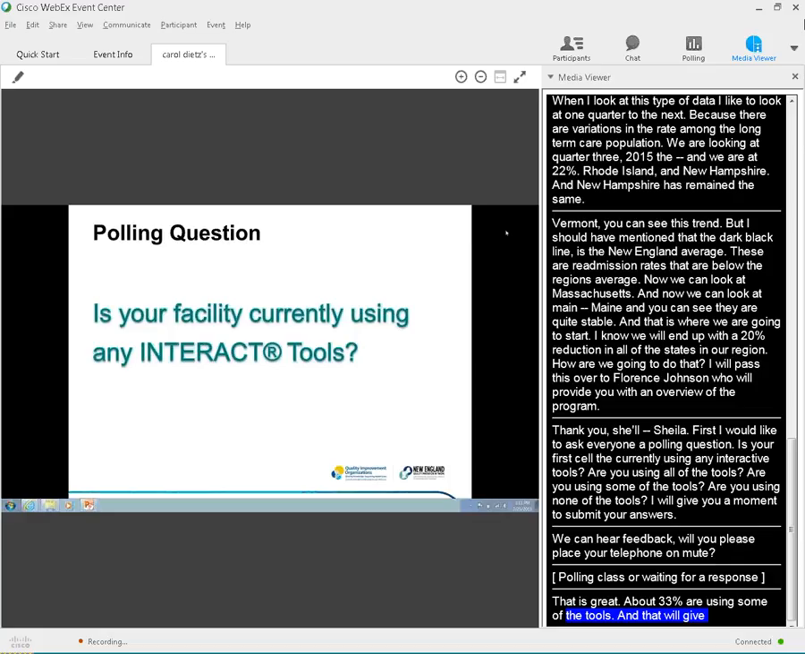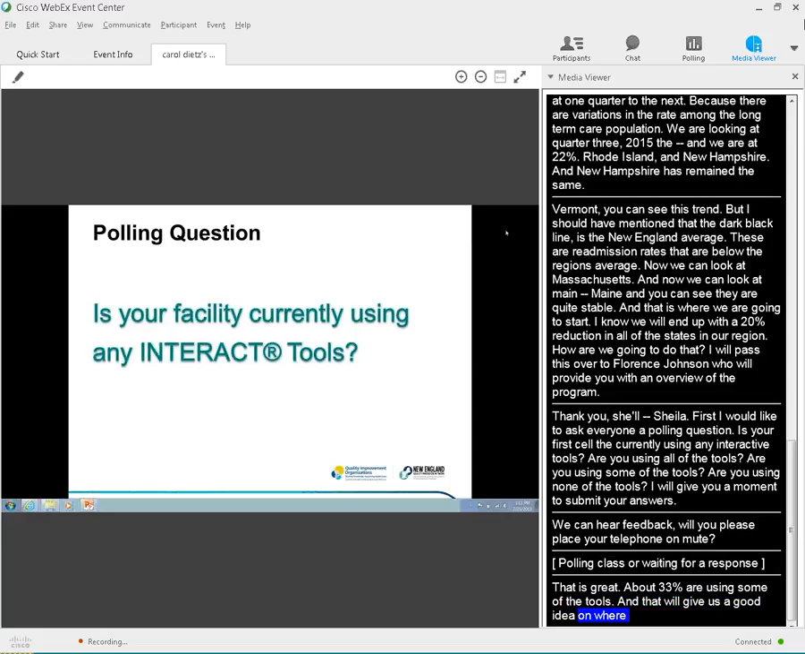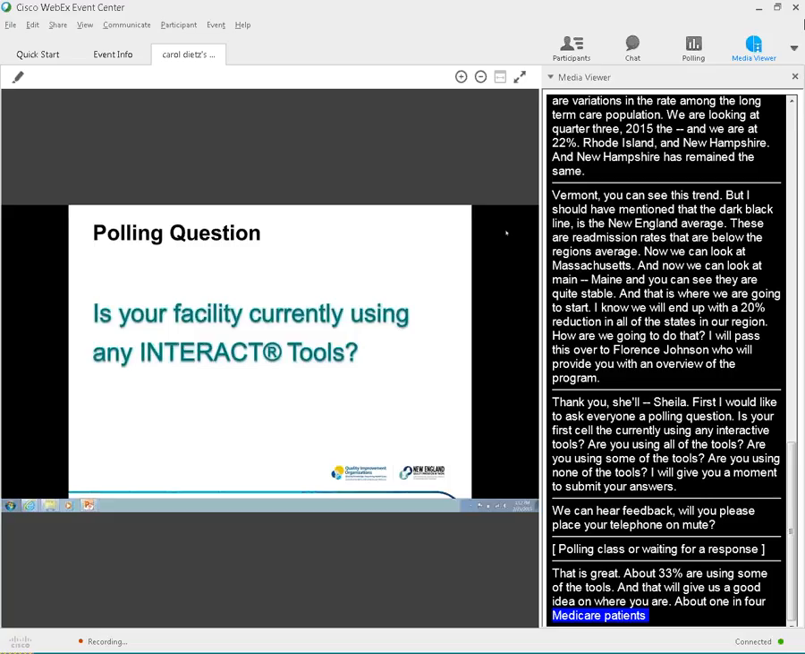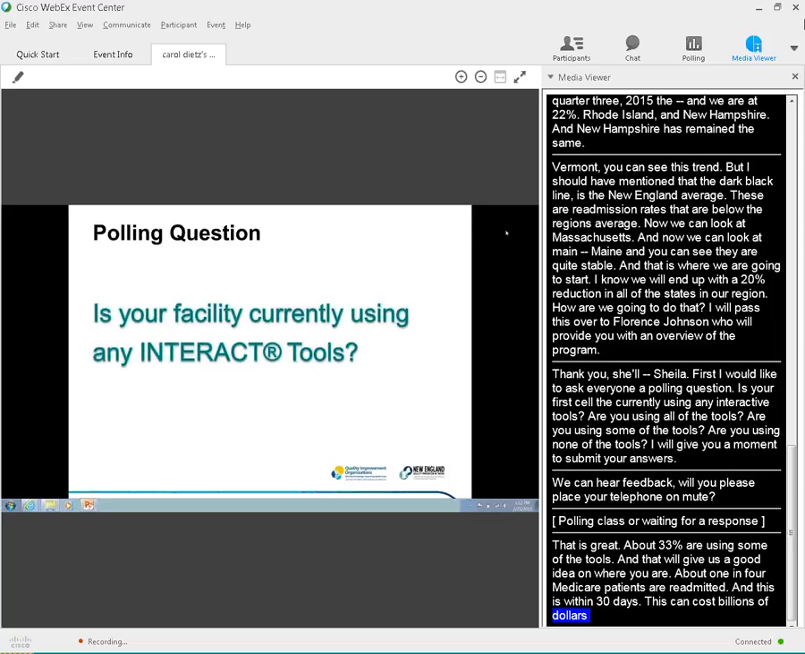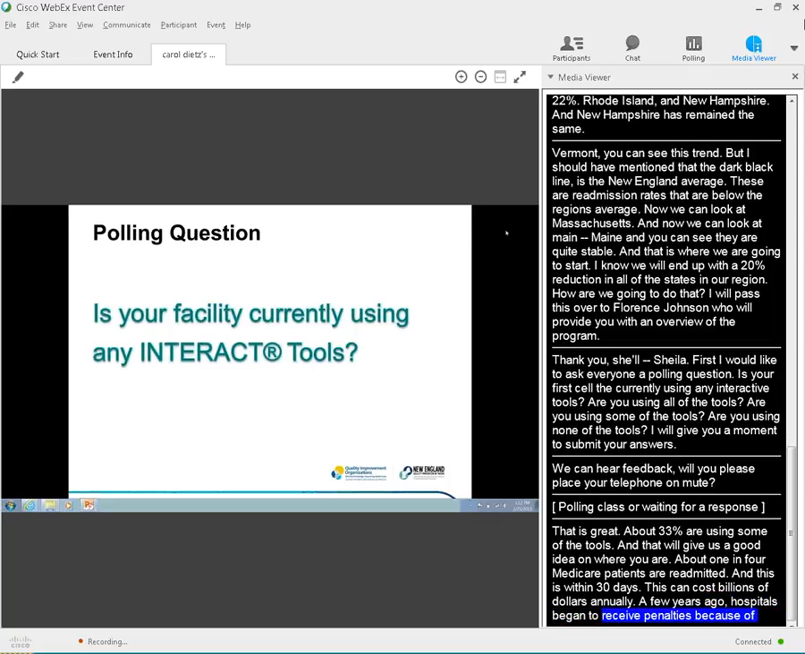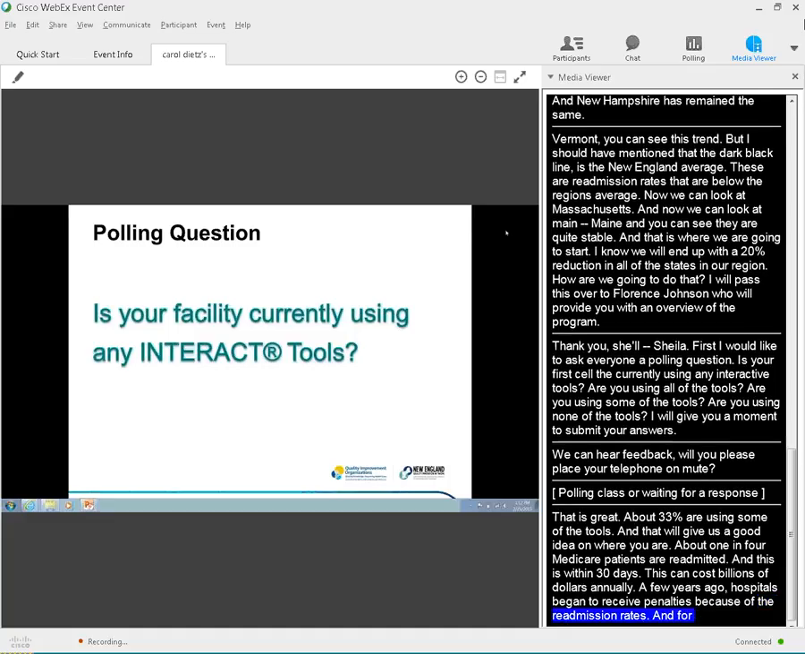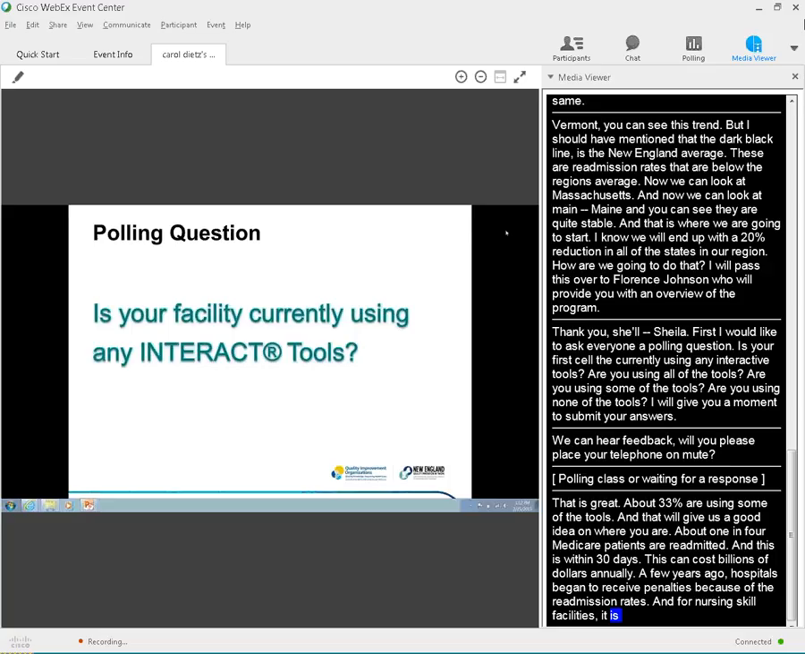So as Sheila quoted to you before, about 1 in 4 Medicare patients who are admitted to skilled nursing facilities from hospitals is readmitted back to the hospital within 30 days. These readmissions cost in excess of billions of dollars annually. About 2 years ago, hospitals began to pay penalties for increased readmission rates, and the fines for skilled nursing facilities are on the horizon. I think within the next 2 years, skilled nursing facilities will also be fined for high readmission rates.